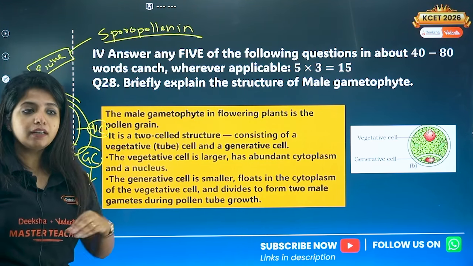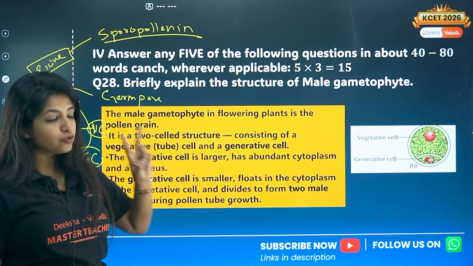So the male gametophyte in flowering plants is pollen grain, and it has 2 cell structure consisting of vegetative cell, that is also known as tube cell because it helps in pollen tube formation later on, and generative cell which forms the gametes. Now you talk about them. Vegetative cell is larger, has abundant cytoplasm, and has a nucleus. What type of nucleus? Irregular nucleus. The generative cell is smaller, floats in the cytoplasm of the vegetative cell, and divides to form 2 male gametes during pollen tube growth. Okay, it forms 2 male gametes.